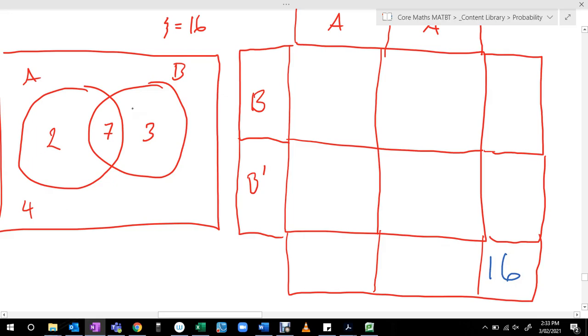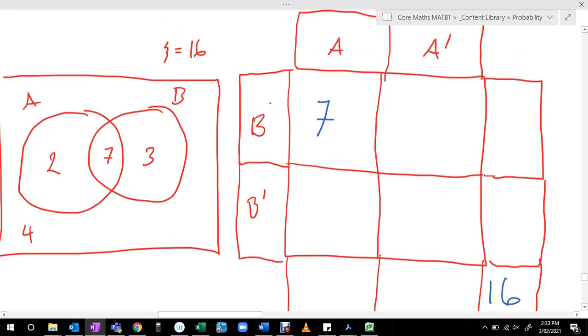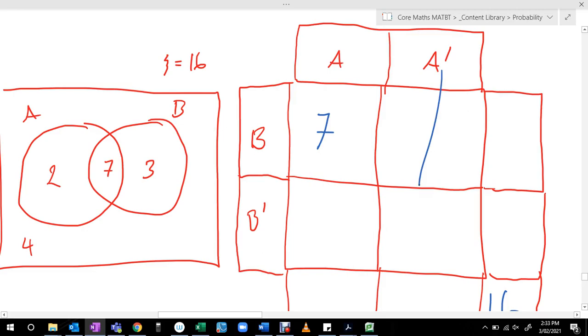Okay, next I always like to put the intersection because I know that it's there. So the intersection of A and B is 7. Okay, another thing I like to put there as well is maybe the neither A nor B, so the number on the outside. So neither A nor B would be down here, this box. So neither A nor B. So that would be 4.